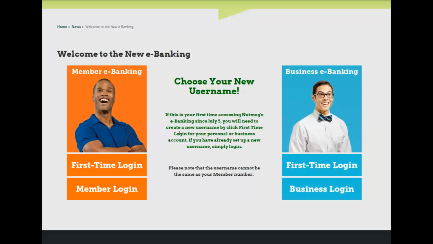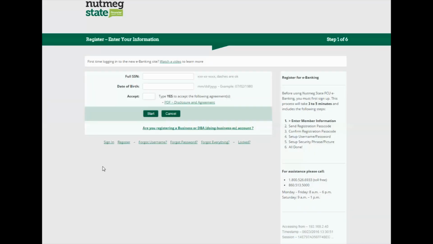To get started, for consumer accounts, select First Time Login in the orange box. For business accounts, select First Time Login from the blue box. To begin the registration process, enter your full Social Security number. Next, enter your date of birth using a two-digit month, a two-digit day, and a four-digit year.